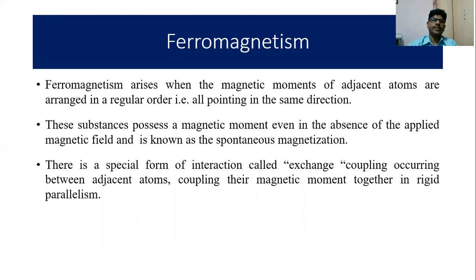What is ferromagnetism? Ferromagnetism arises when the magnetic moments of adjacent atoms are arranged in a regular order, that is, all pointing in the same direction. These substances possess a magnetic moment even in the absence of an applied magnetic field, and this is known as spontaneous magnetization. There is a special form of interaction called exchange coupling occurring between adjacent atoms, coupling their magnetic moments together in rigid parallelism.